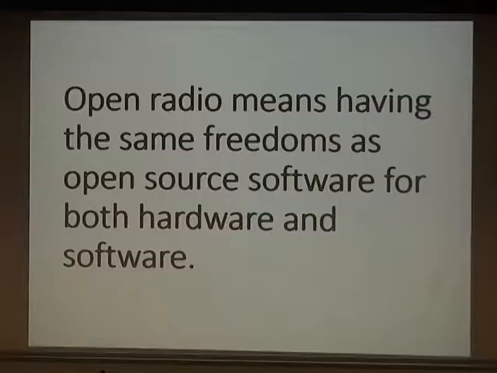You can get everything on a chip. Sometimes they're reasonably open, sometimes they're totally closed. Often they're partially sort of open with really restrictive licenses which don't suit the open source movement. So I think open radio means having the same freedoms as open source software. Happy to debate that later on this afternoon, but that's really the definition I'm trying to work with and encourage.